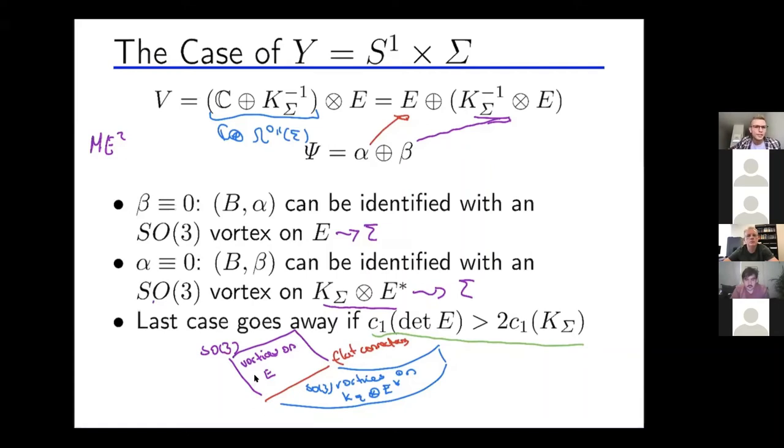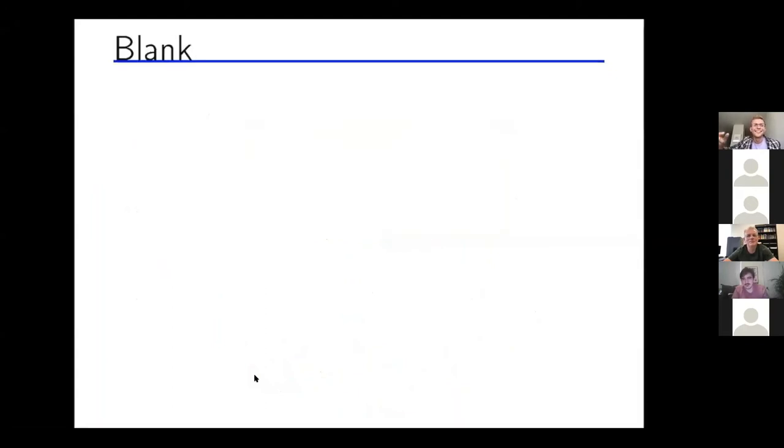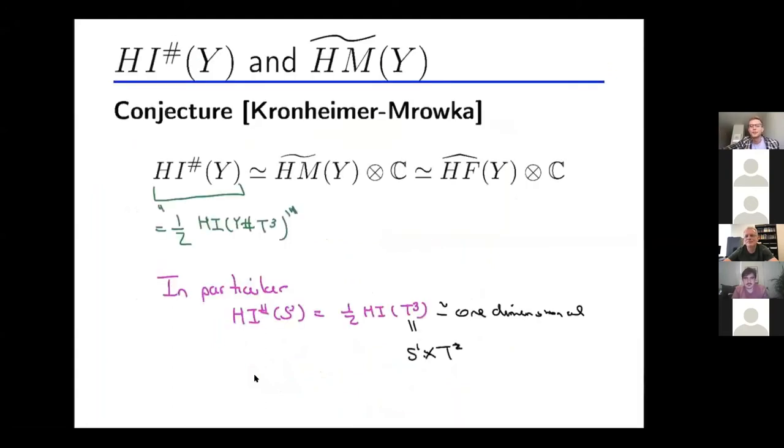Why am I mentioning this if this was a talk? I mean, I'll get to the orbifold part very soon, but just quickly, here's some food for thought. There's this conjecture by Kronheimer and Mrowka, relating the framed instanton Floer homology, which was known as HM tilde of Y, which is one of the flavors of monopole Floer homology, which also happens to be isomorphic with HF hat of Y. This is like the Heegaard Floer version.